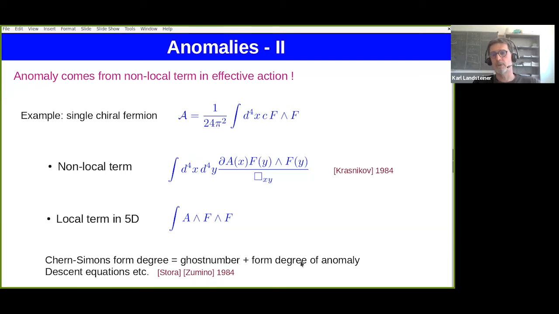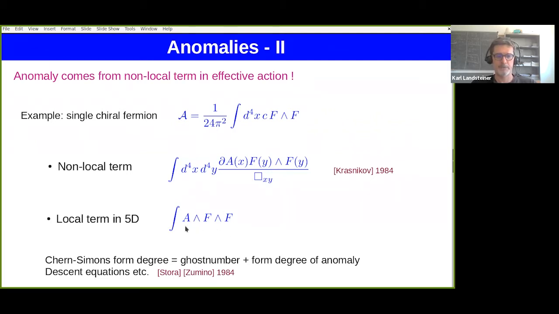But there is a local way if you go to one higher dimension. And this is by means of what are called Chern-Simons terms. And for example, here's a simple such Chern-Simons term, just gauge field, wedge F, wedge F. So now this is a 5-form, and I can integrate it over a 5-dimensional manifold, which for the moment I don't want to specify too much, but I just want to say that the space-time that actually interests me, on which the quantum field theory lives, the quantum field theory that has an anomaly, is the boundary of the manifold where I integrate this 5-form over.